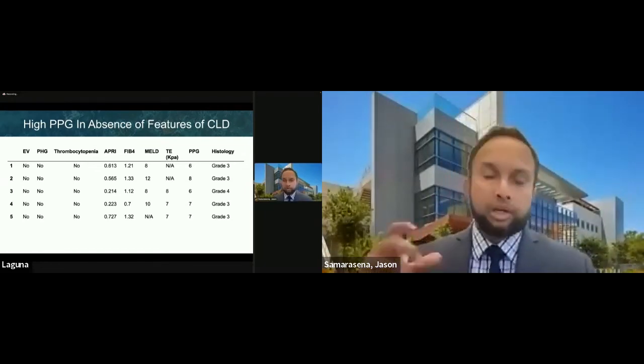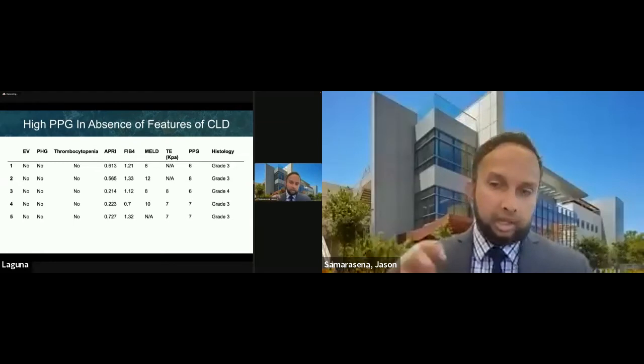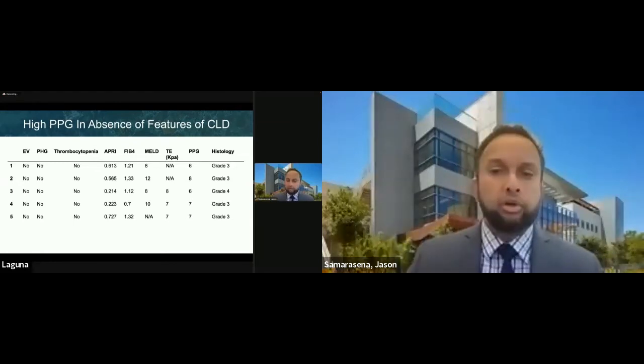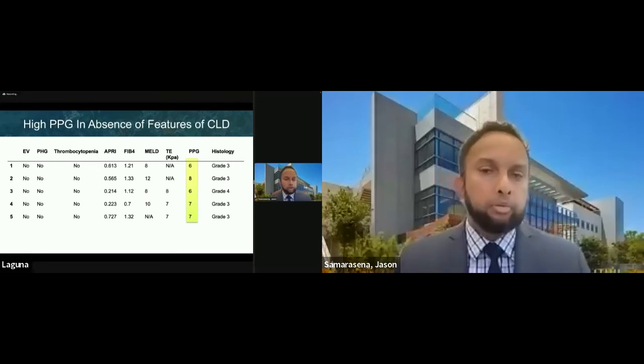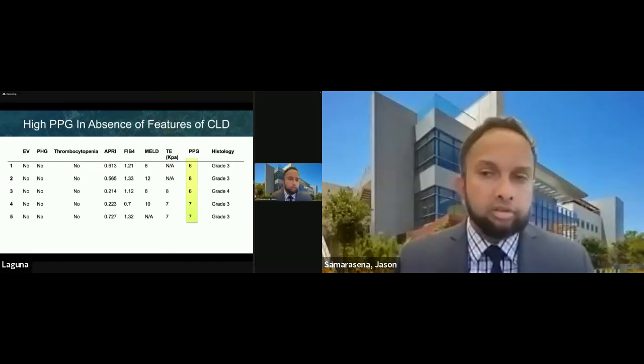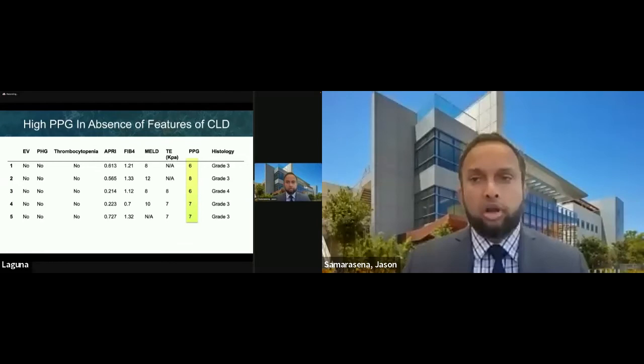But in these cases, the portal pressures were actually elevated. And so this was sort of a clue that maybe the portal pressure is one of the more sensitive markers of advanced fibrosis.